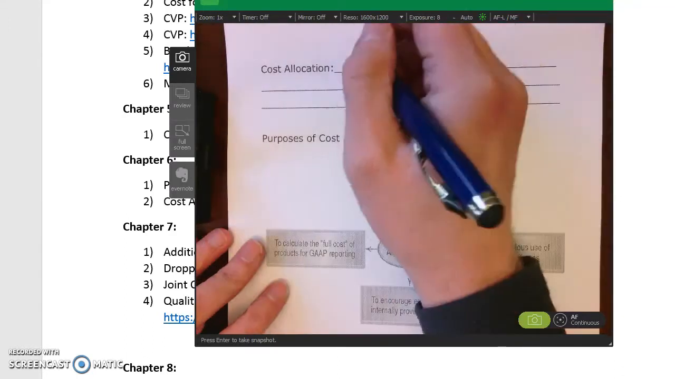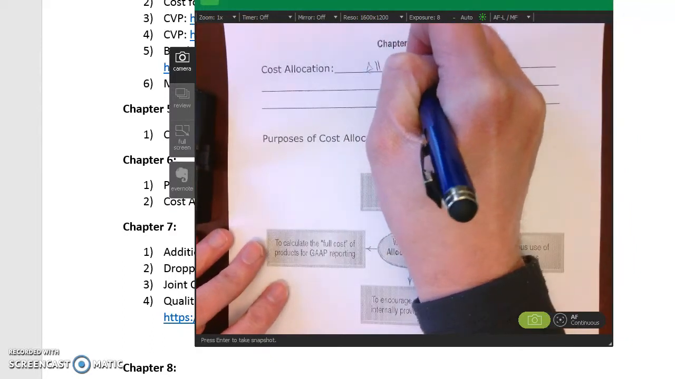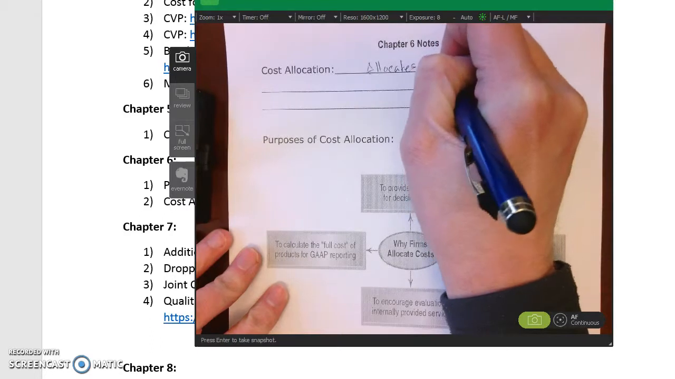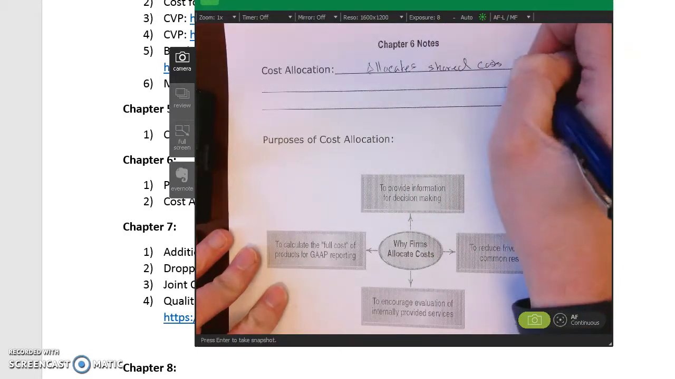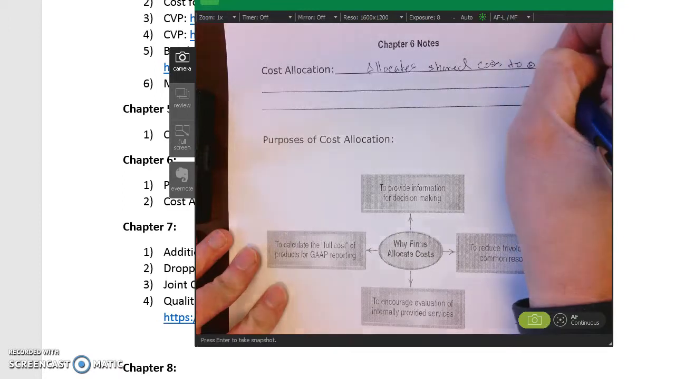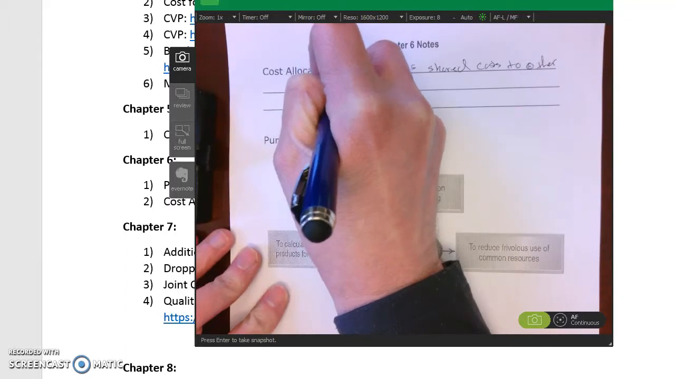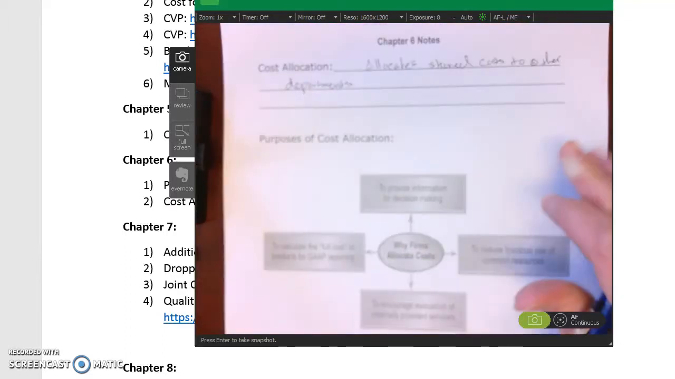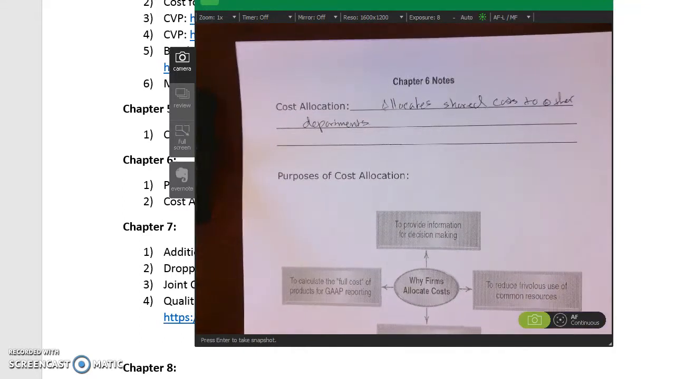So what we're talking about over here is we allocate shared costs to other departments. I'm going to move this over a little bit here just so I can write better. Okay? So we're talking about allocating out shared costs to other departments.